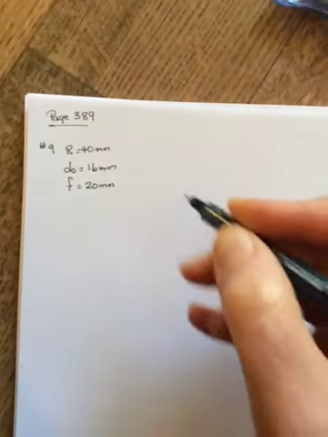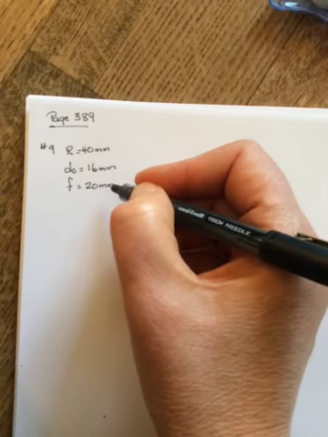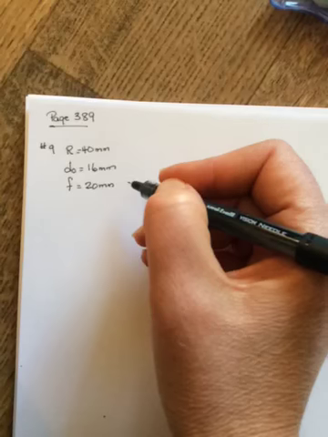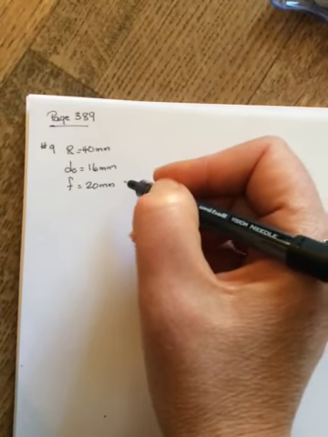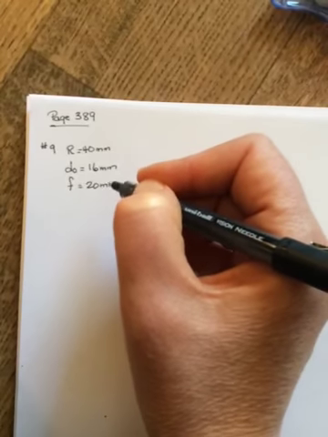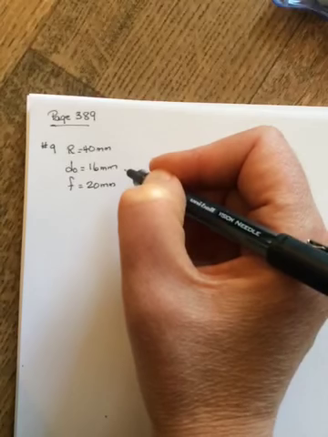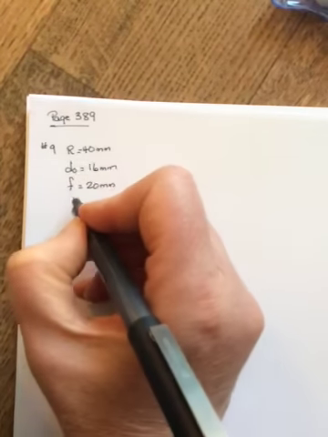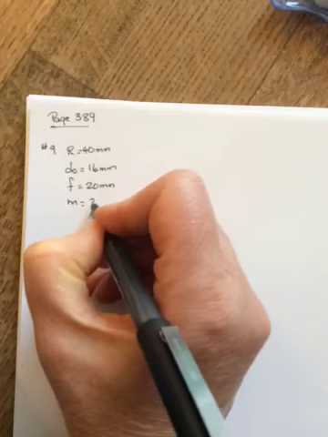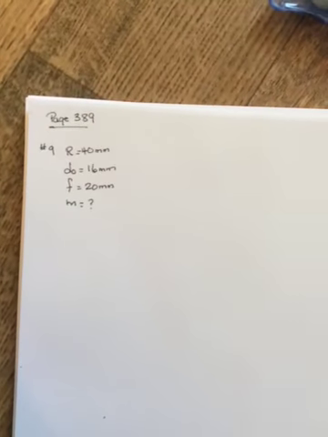So right away, when I write this down, I'm like, oh, so the object is between F and the mirror. And if the object's between F and the mirror, it means the image is going to be virtual. And so when I figure out my DI here, I should end up with a negative number. It wants to know what is the magnification of the resulting image. Okay, so we're looking for M, but before we can find M, we have to find our DI.